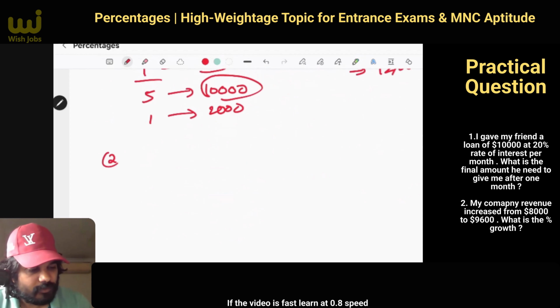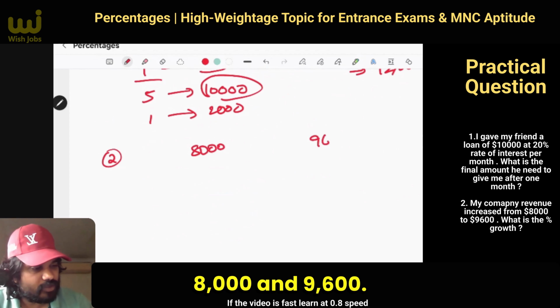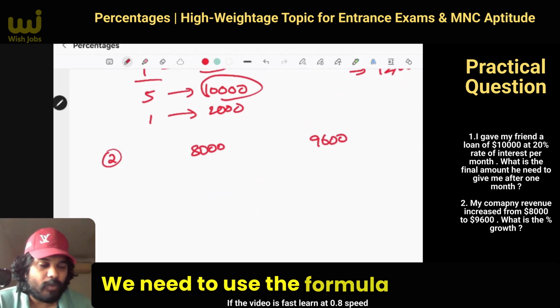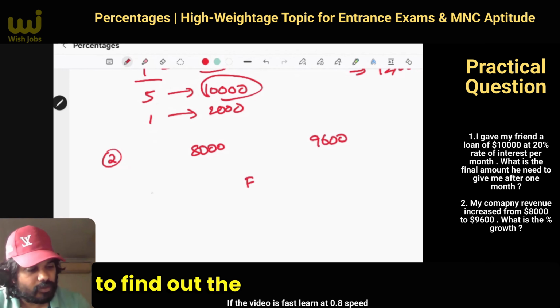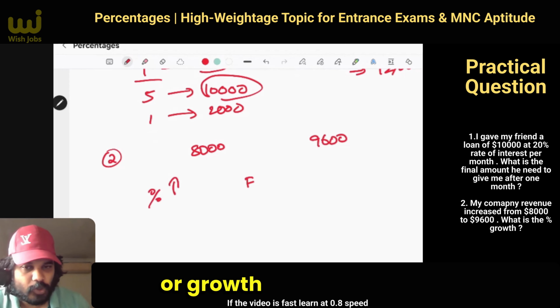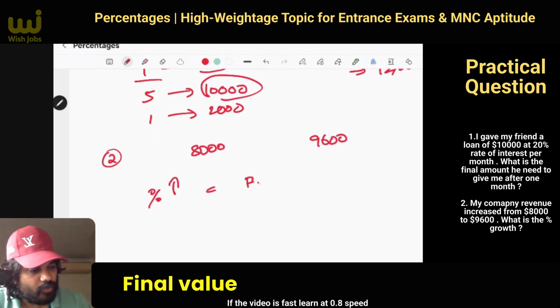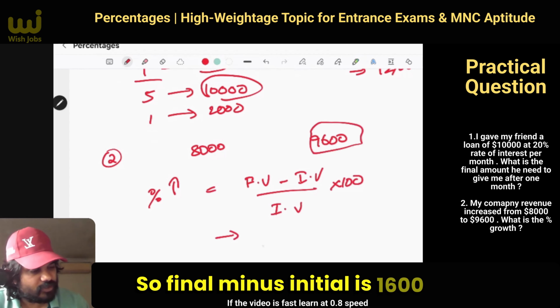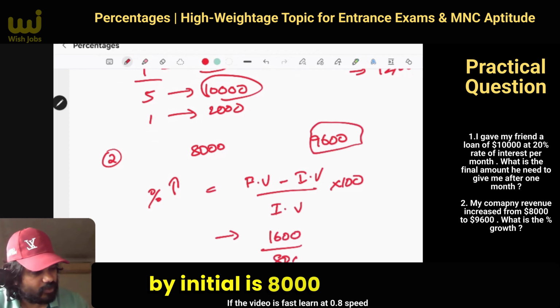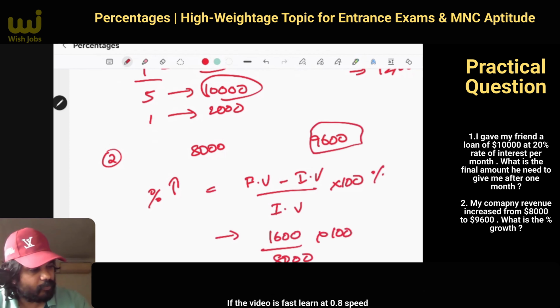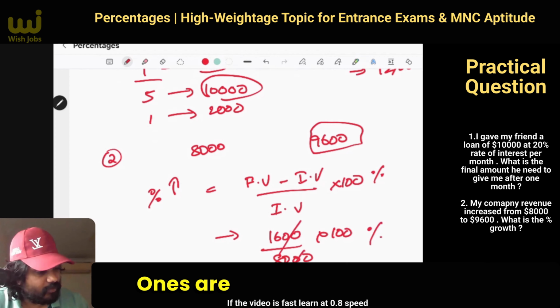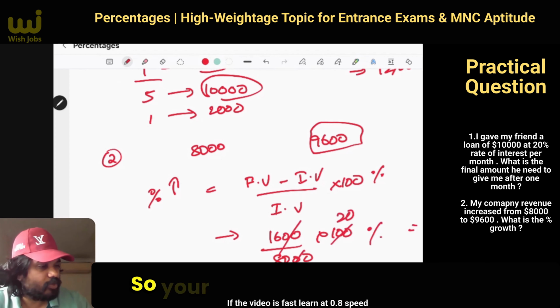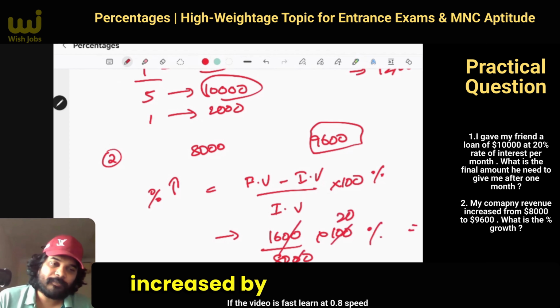And for the second question, 8,000 and 9,600, we need to use the formula to find the percentage increase or growth: final value minus initial value by initial value into 100. So final minus initial is 1600 by initial 8,000 into 100 percentage. That gives 20. So your company revenue has increased by 20 percentage.